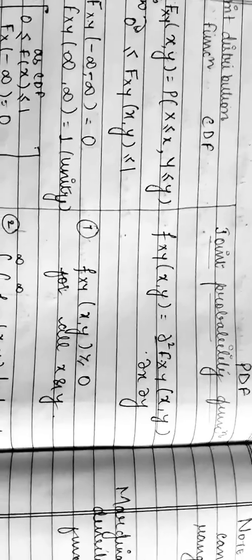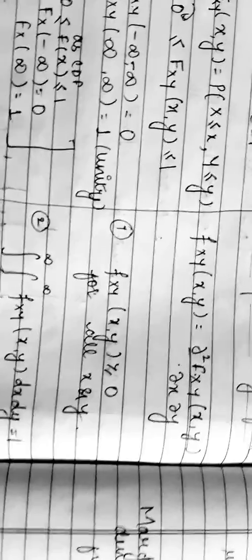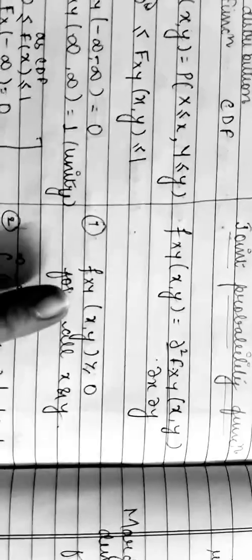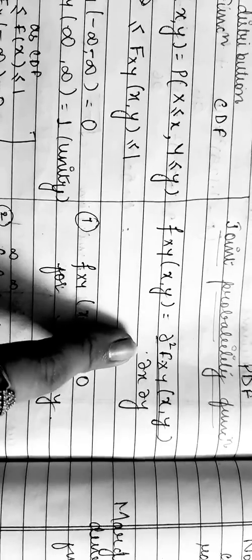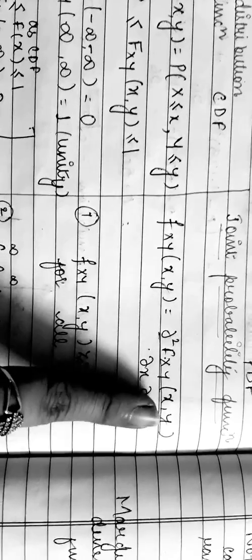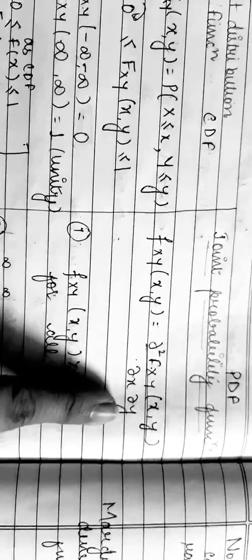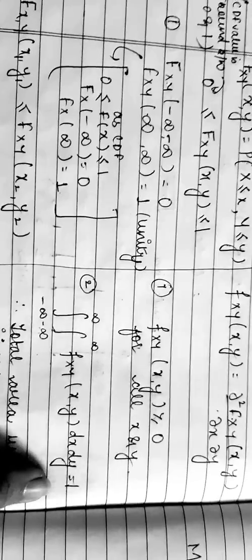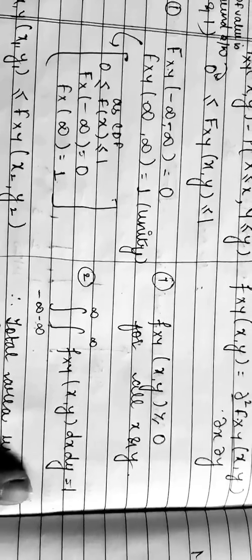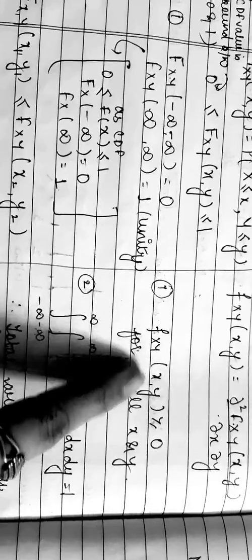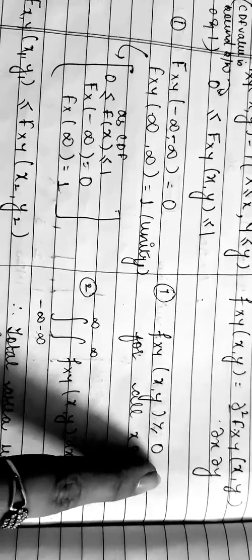Now coming on to the properties of the joint probability density function. It is denoted by a small f(x, y), which is equal to the derivative of the CDF, ∂²F(x, y) upon ∂x ∂y. Coming on to the properties, as it is a non-negative function for all values of x and y, f(x, y) is greater than or equal to 0.